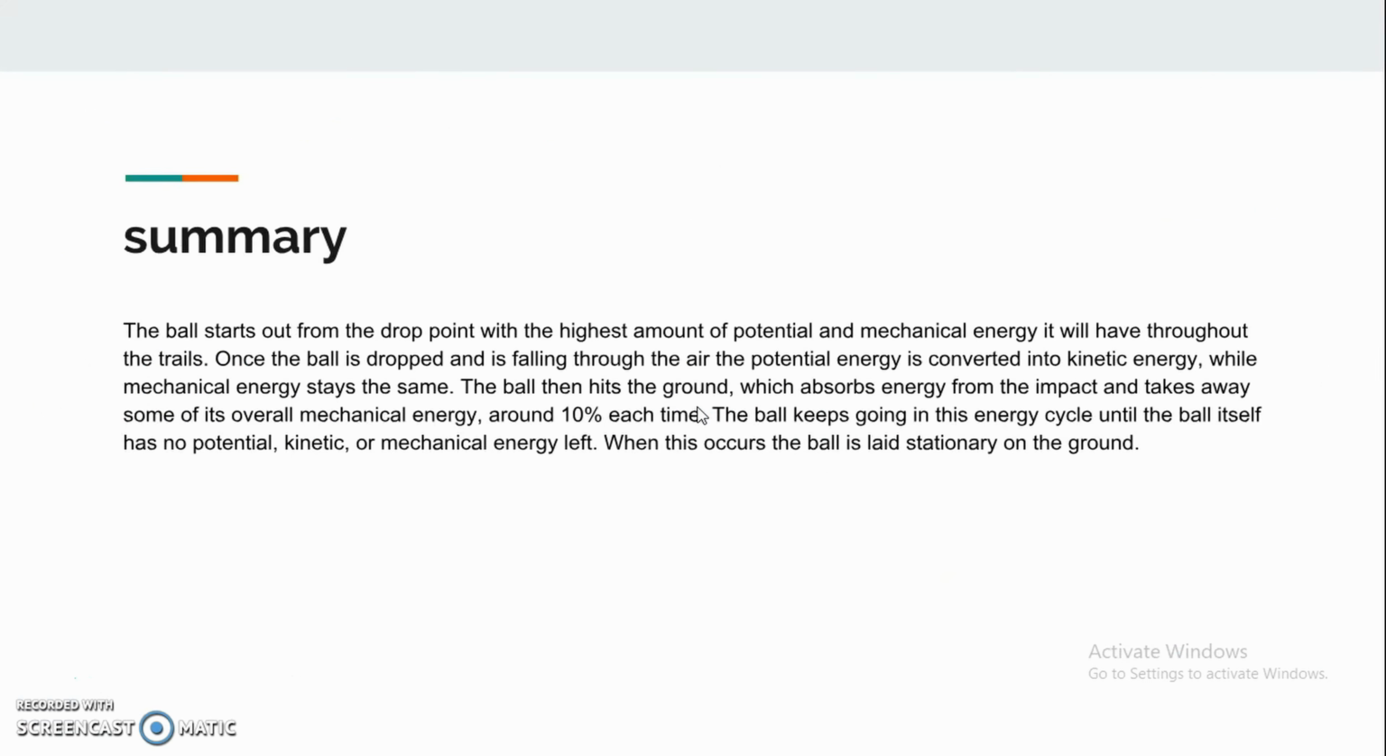Now for the summary. The ball starts out from the drop point with the highest amount of potential and mechanical energy it will have throughout the trials. Once the ball is dropped and is falling through the air, the potential energy is converted into kinetic energy, while mechanical energy stays the same. The ball then hits the ground, which absorbs energy from the impact and takes away some of its overall mechanical energy, around 10% each time. The ball keeps going through this energy cycle until the ball itself has no potential, kinetic, or mechanical energy left. When this occurs, the ball is stationary on the ground and has no energy left.